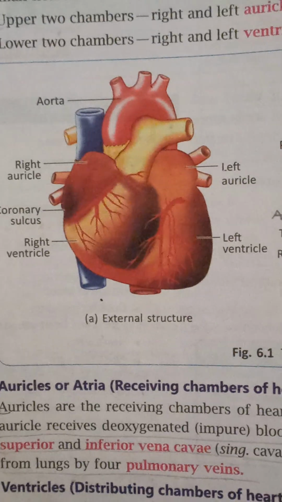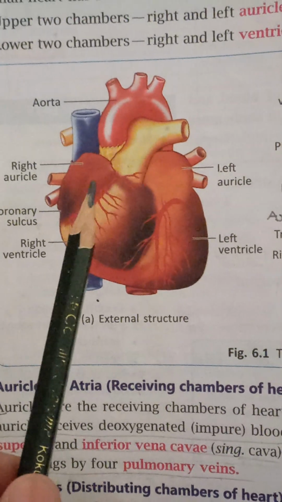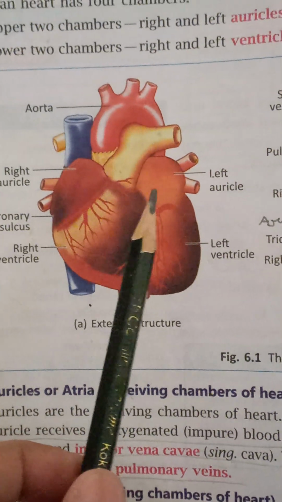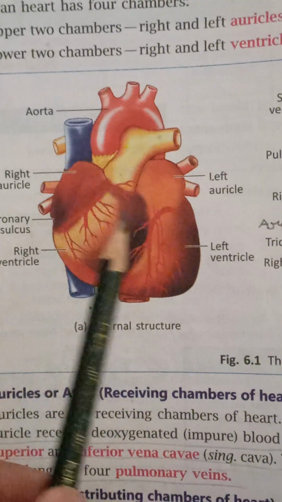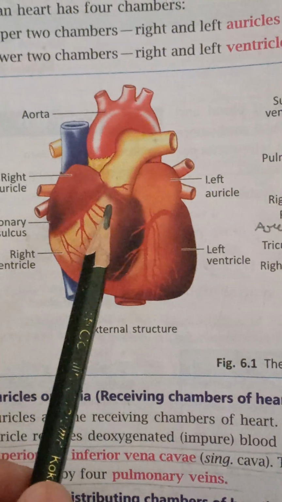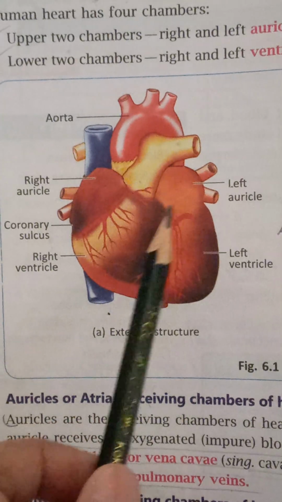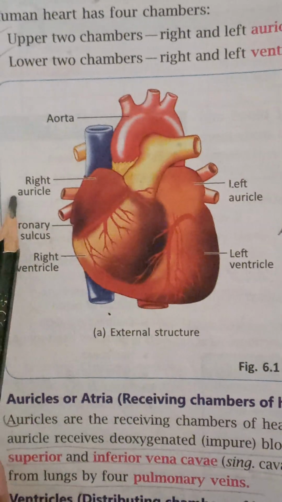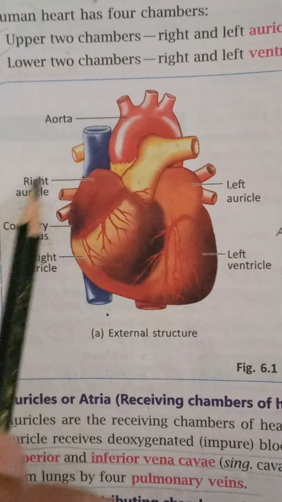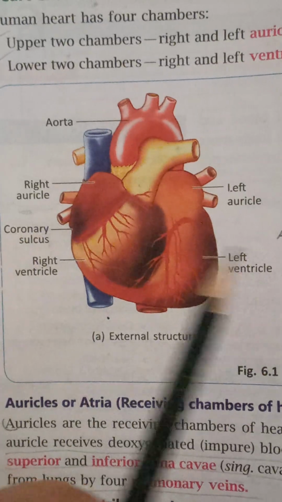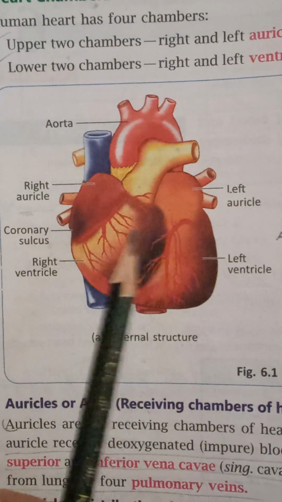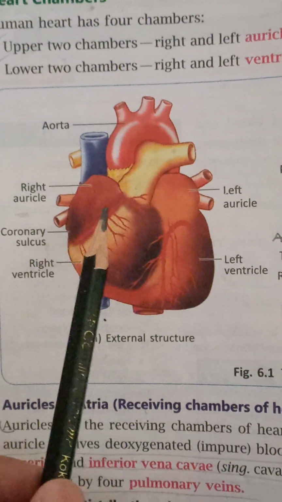See, you can see the upper two chambers, that is the right auricle and the left auricle. They receive blood from various parts of the body and also from the lungs. The left auricle gets the blood from the lungs and the right auricle gets blood from all parts of the body. How the blood is oxygenated or deoxygenated, we will see later.